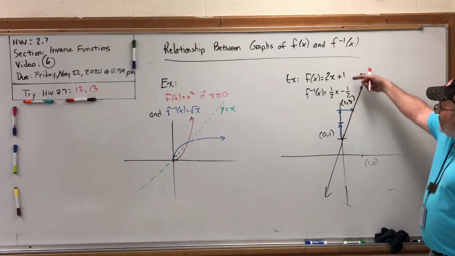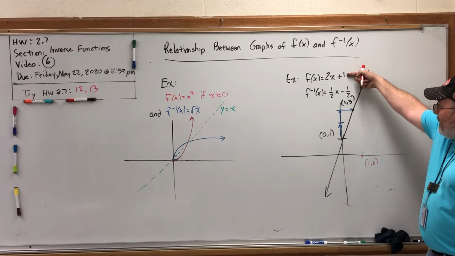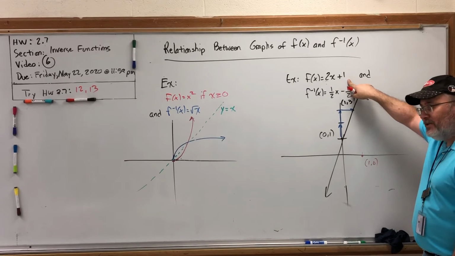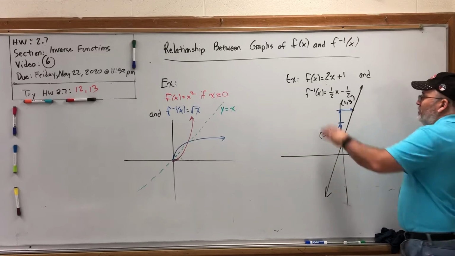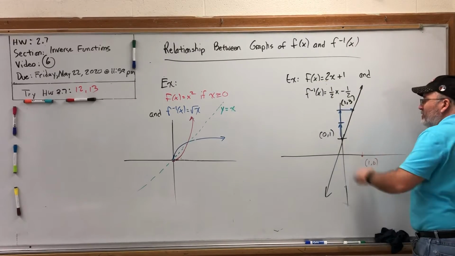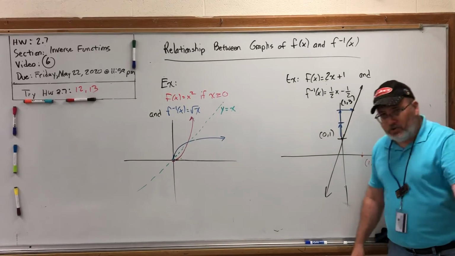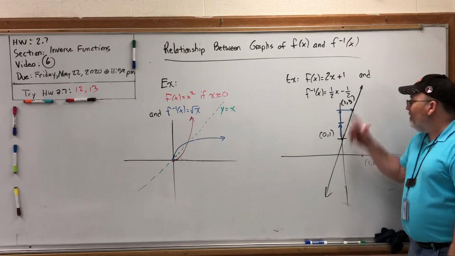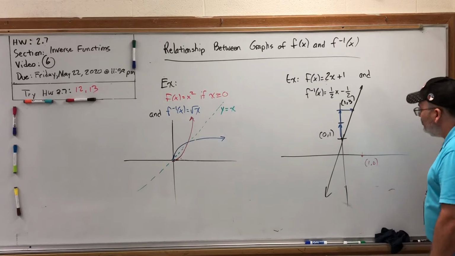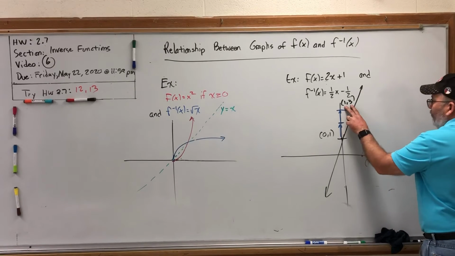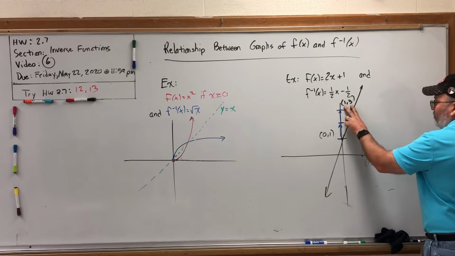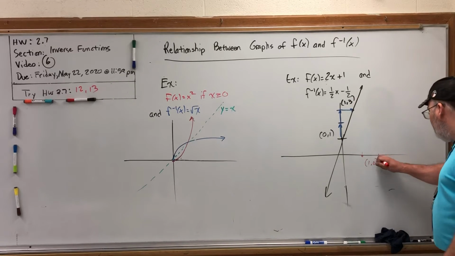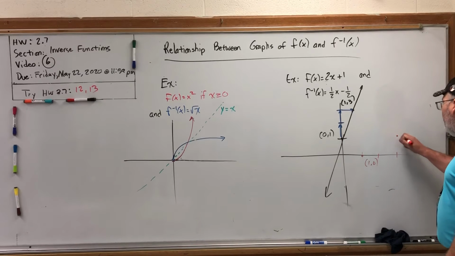Saying 1 comma 3 is on this function's graph means if I put in 1, I'll get out 3. You can check it real quick, it is. So this function will take a 1 and turn it to a 3, which means the inverse should take a 3 and turn it to a 1. You can check it. Half of 3 is 1 1/2, minus 1/2 is 1. So, if 1 comma 3 is on the graph of the original function, then 3 comma 1 should be on the graph of the inverse function, and it is.